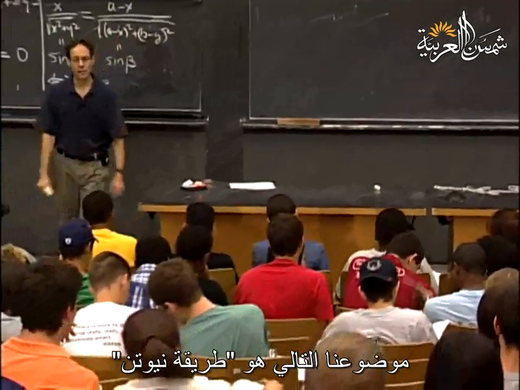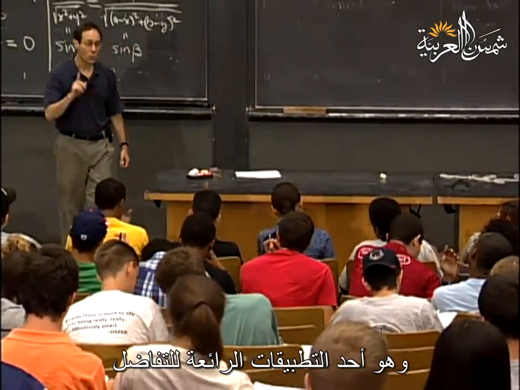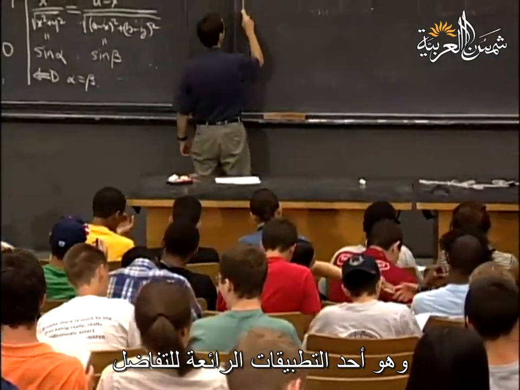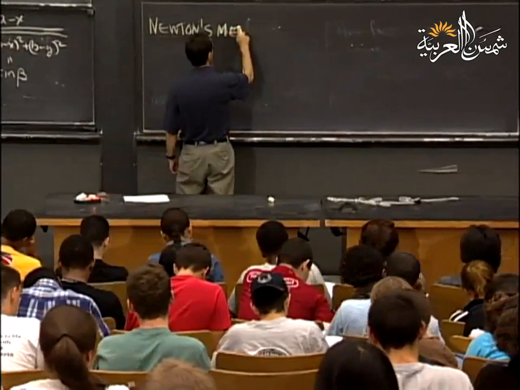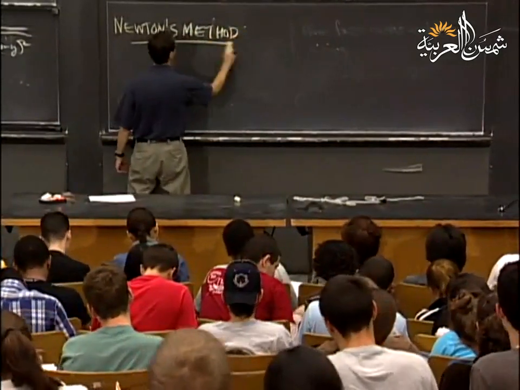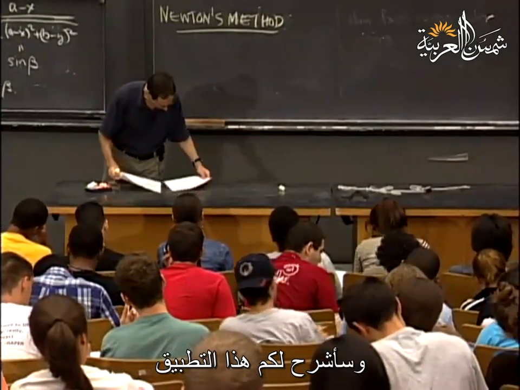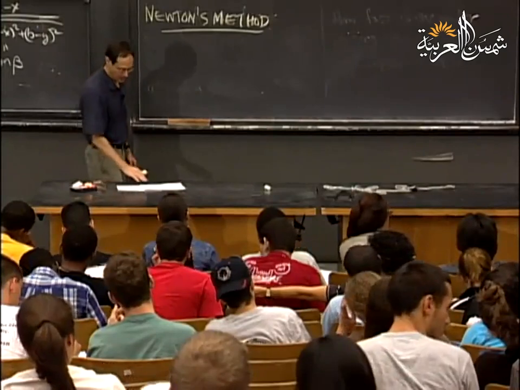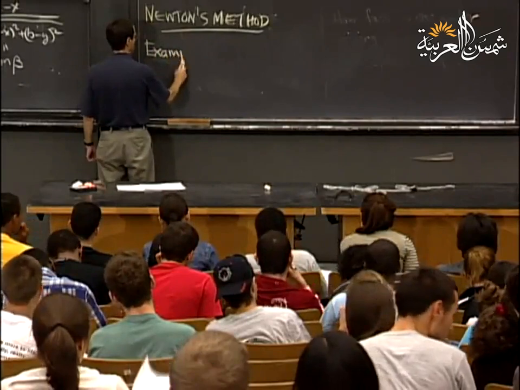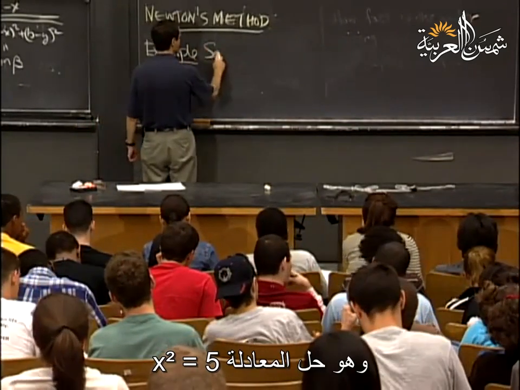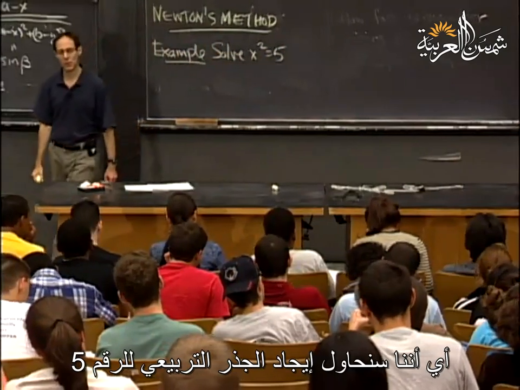Okay, so our next topic is Newton's method, which is one of the greatest applications of calculus. And I'm going to describe it here for you, and we'll illustrate it on an example, which is solving the equation x squared equals 5. Okay, we're going to find the square root of 5.